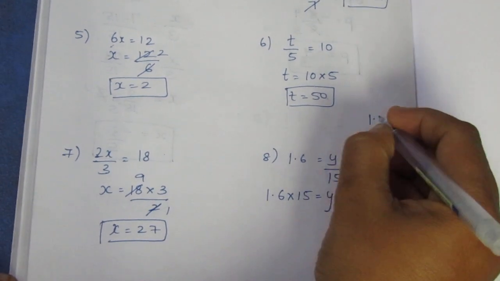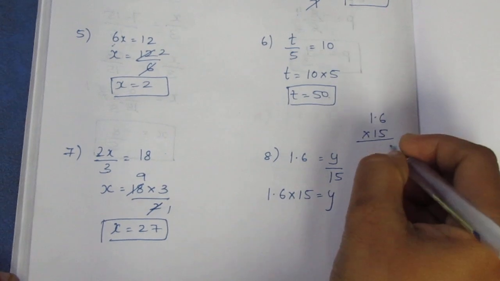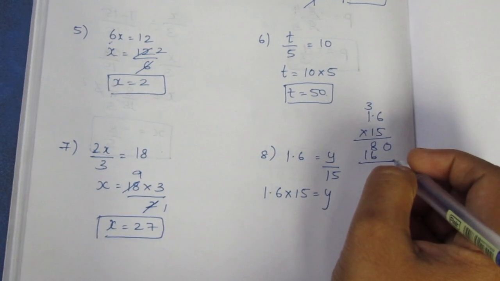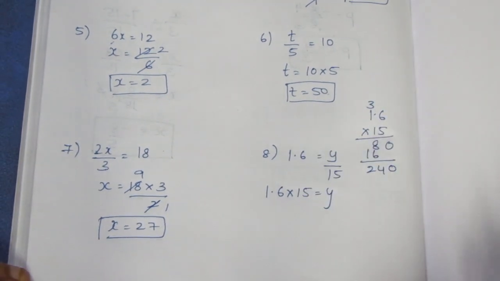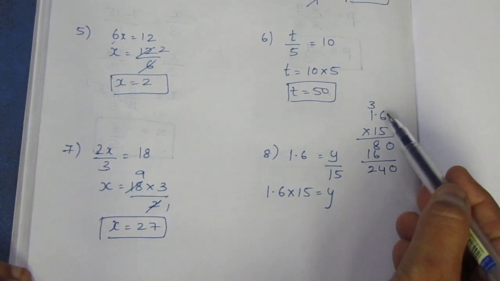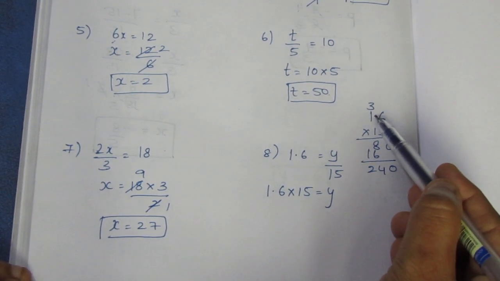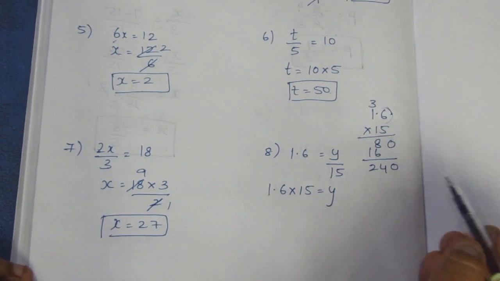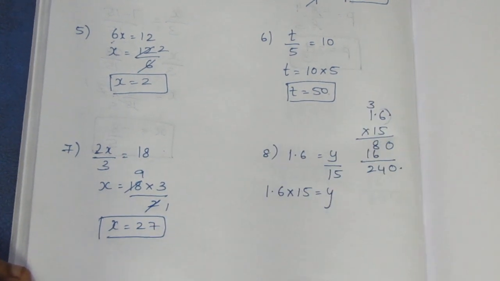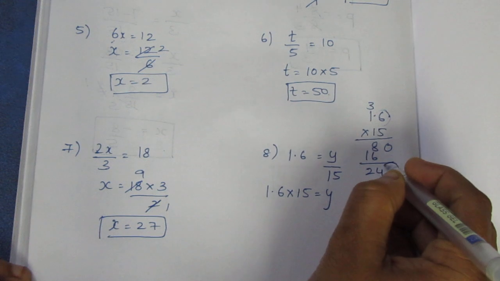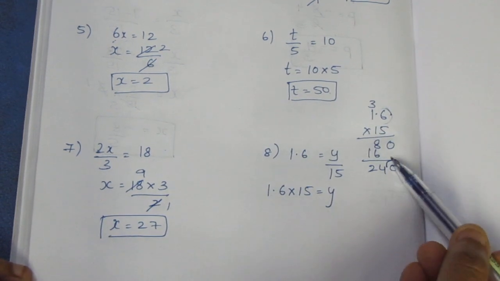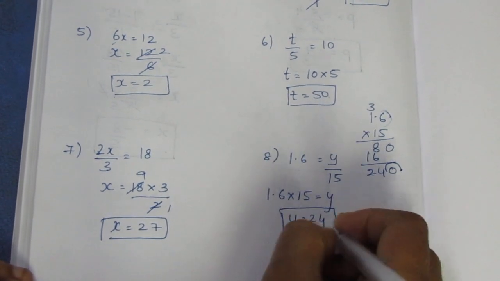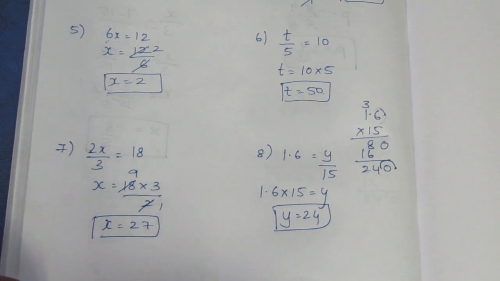We'll multiply and check. 1.6 into 15. 5 6s are 30, 5 1s are 5 plus 3 is 8, here 16. If we add, it becomes 240. Now, we need to keep a decimal point, so we need to see how many digits are after the decimal point. After the decimal point there is only one number, which means from the last, if there is no decimal point, the point is here, we need to move the decimal point by one place. So the decimal point will come here, so it becomes 24. So y is equal to 24 is your answer for the sum.